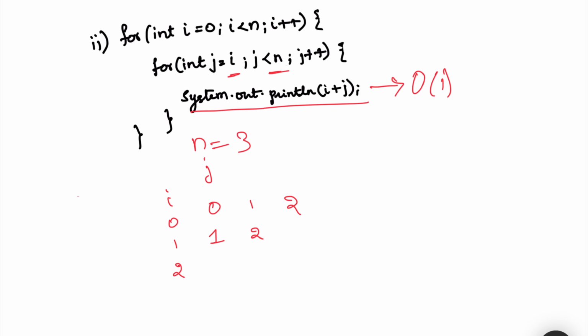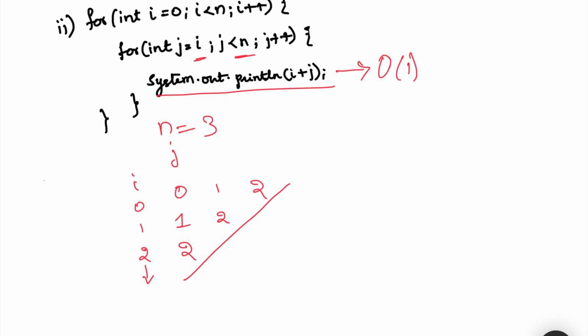And then i increments to 2, then j will start from 2 and become 3, and the condition fails and it comes out of the inner for loop. Here again i increments to 3, which is not less than 3, the condition fails and it also comes out of the outer for loop. So if you see how many times this has been executed, that is nothing but 3 plus 2 plus 1, which is 6 times.